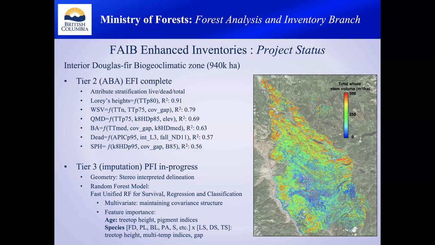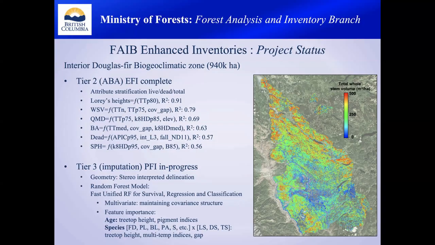For the interior Douglas fir BEC zone, if everybody remembers the Tier 2, which is a standardized area-based approach for inventory, was presented earlier. This stage for this inventory is complete. There was a big challenge with this unit because of the amount of dead. It's an active fire disturbance regime area, so live standing, dead standing, and total standing were modeled independently. No real surprises here. Relative to previous EFIs, we're seeing a little reduced performance, by about 10% across the board for metrics, compared to the Boundary timber supply area.